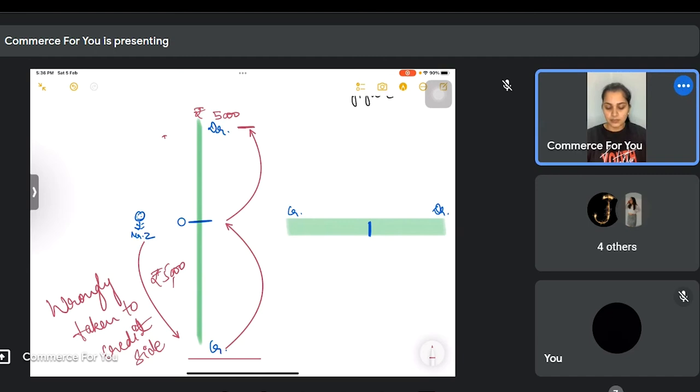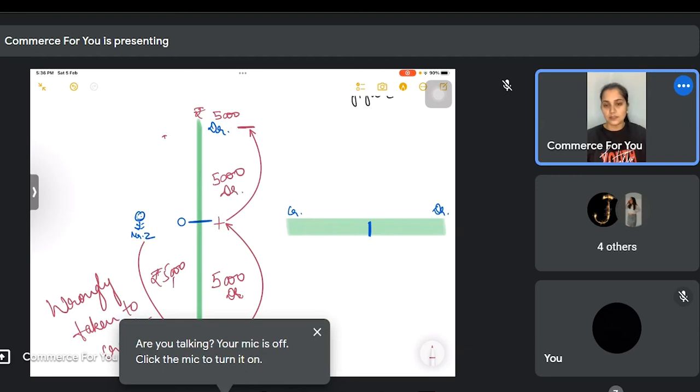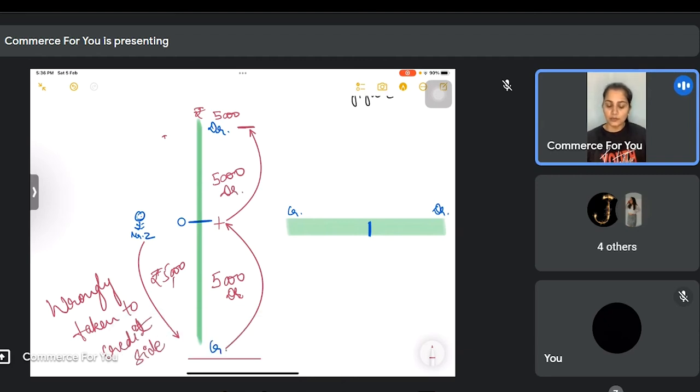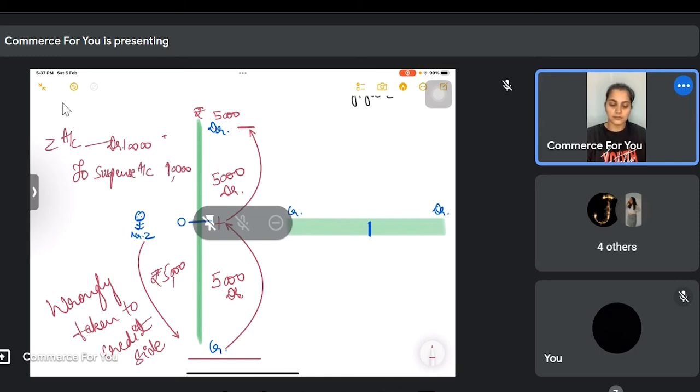That means this is the reversal of credit now. 5,000 debit plus 5,000 debit. So you should debit him by 10,000. तो आप क्या करोगे? Debit 10,000 to suspense account. Is that clear?